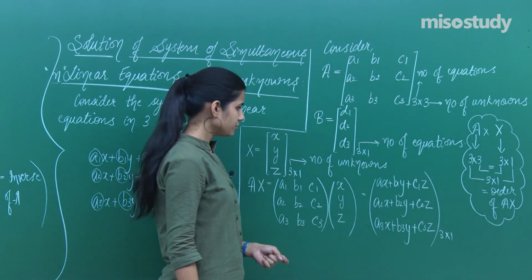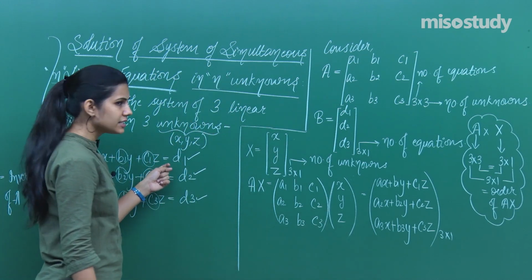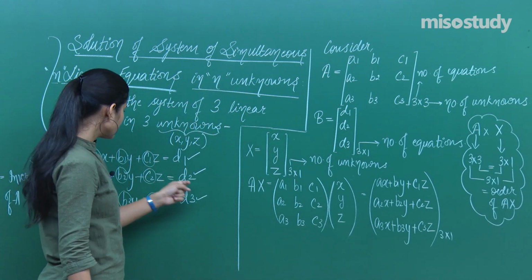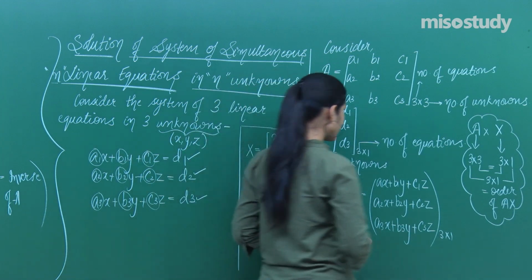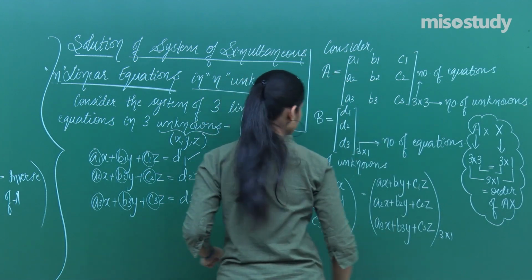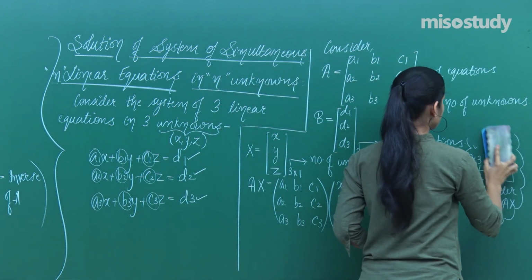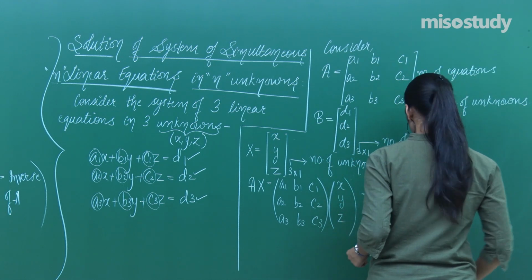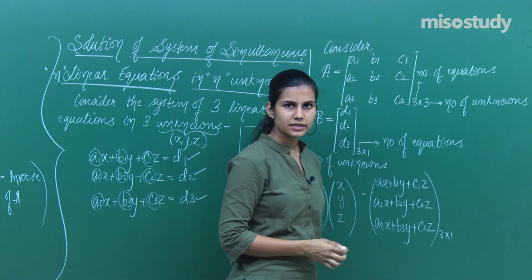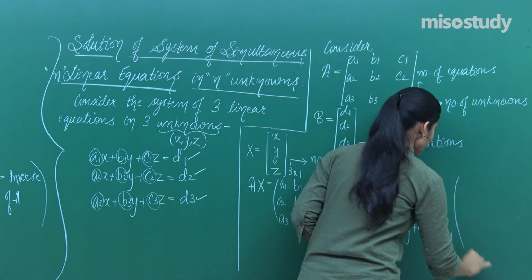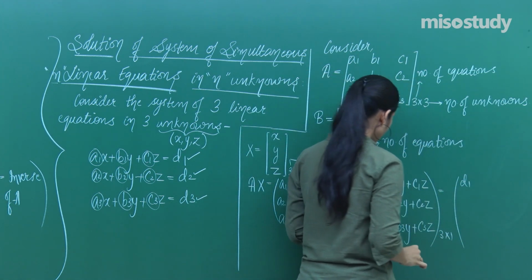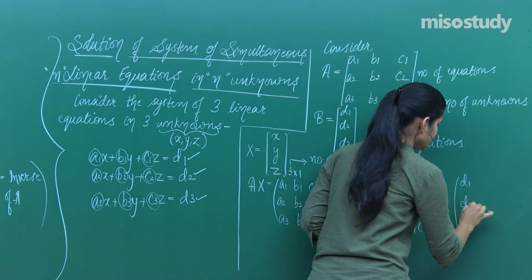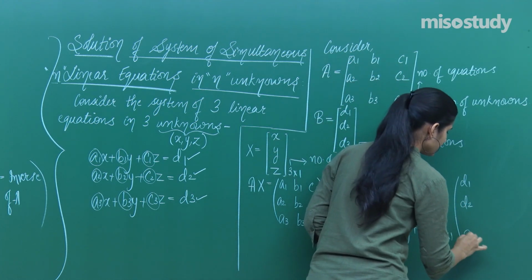It is already given to me that A1X plus B1Y plus C1Z is equal to D1. This is equal to D2, this is equal to D3. So what I am getting here is that because A1X plus B1Y plus C1Z is D1, I will be replacing it by D1. A2X plus B2Y plus C2Z is D2. A3X plus B3Y plus C3Z is D3.